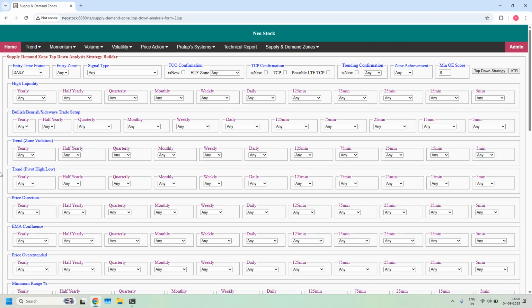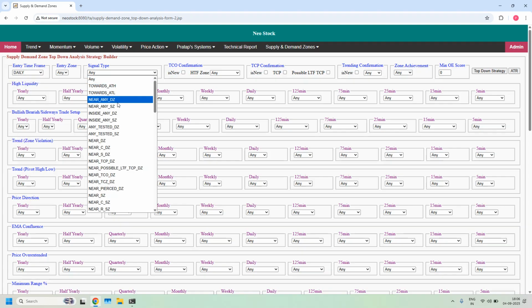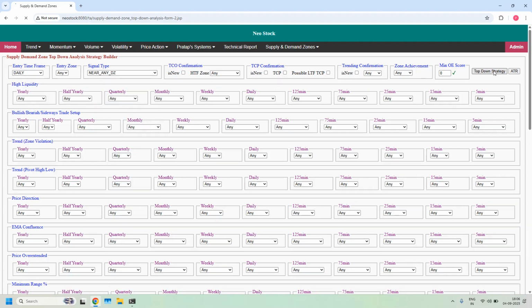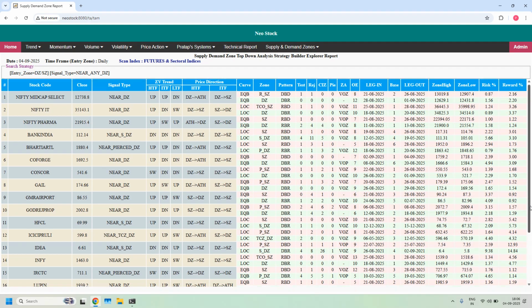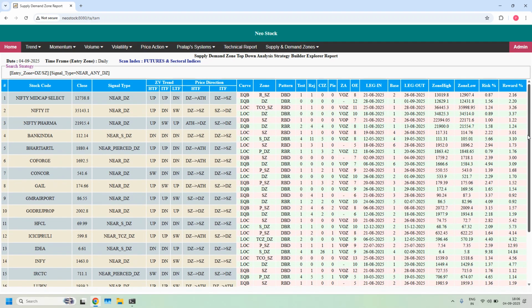Now I am quickly going to generate different supply demand zone reports. First, daily time frame, stocks near to the daily demand zone. We got 21 stocks. Let us identify high priority, high liquidity daily demand zones from this list so that we can apply the high liquidity zone strategy that you learned in lesson 21.3 video.